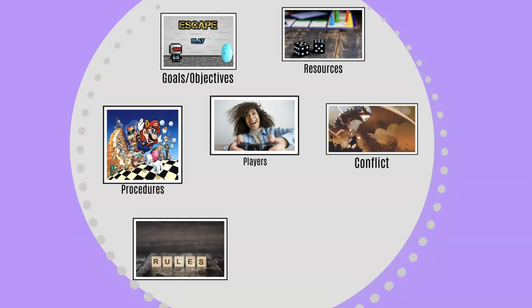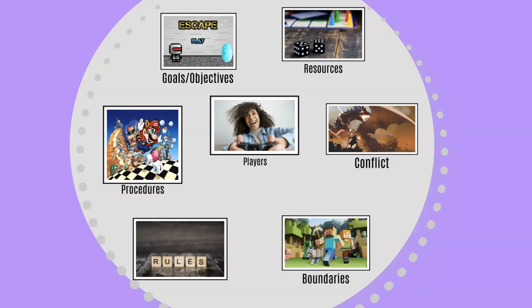Conflict is the relationship between the goals and objectives of the players and the rules and the procedures that they must follow. So what is the conflict between the rules and the objectives of the game? Boundaries. In a game, you're within some sort of world. That's the boundary of a game. A temporary world where the gamer, the player, gets to be in.